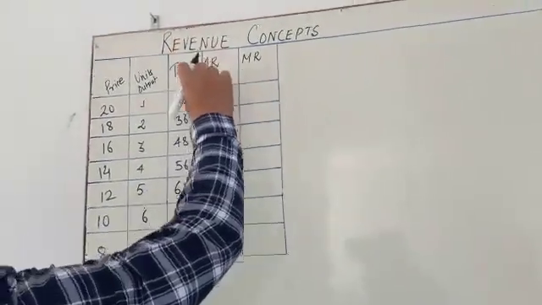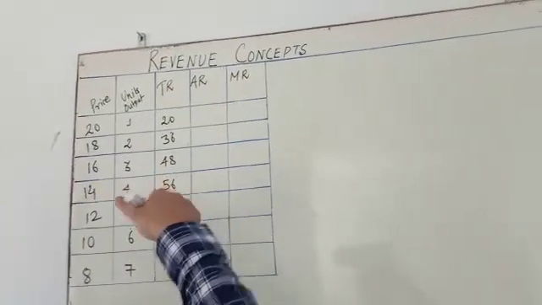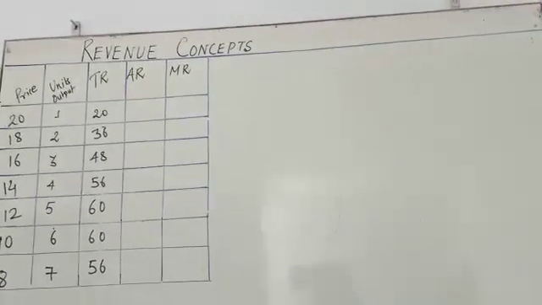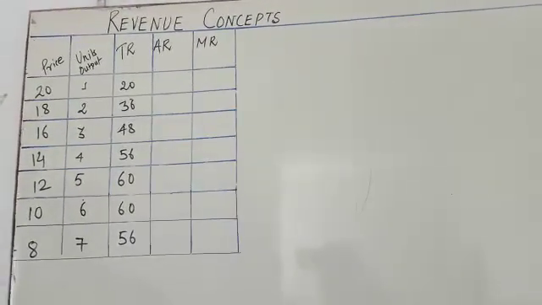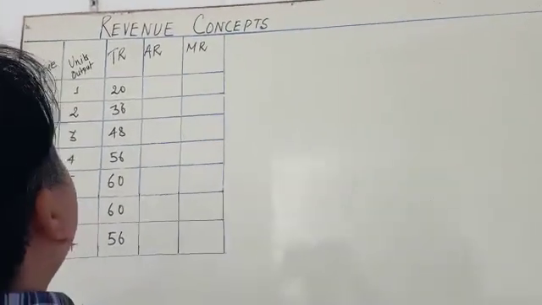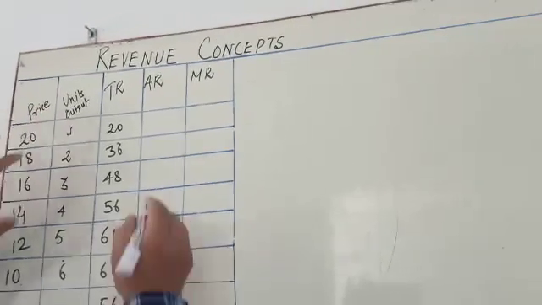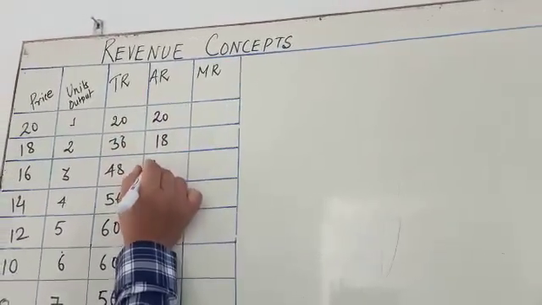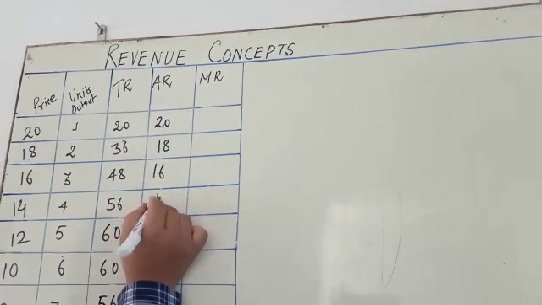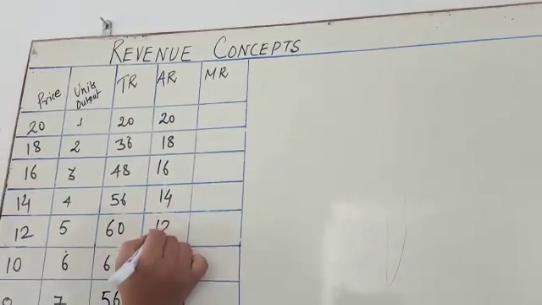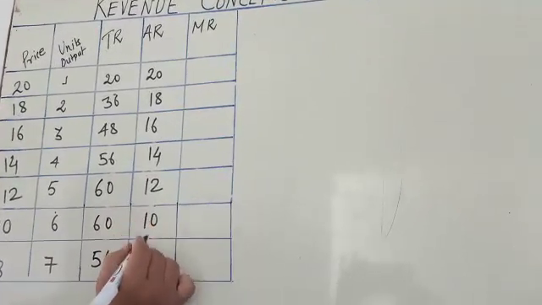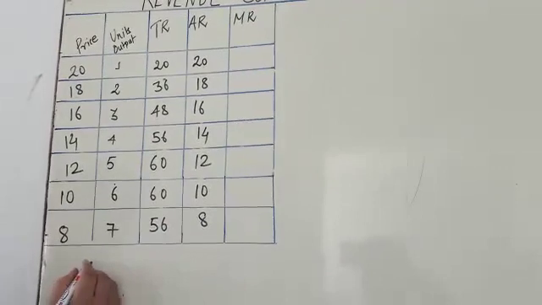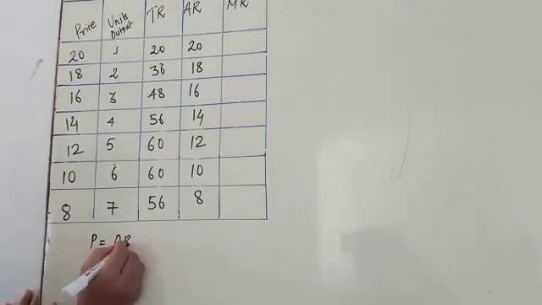This is called TR. On the basis of TR, you are going to calculate MR, because of AR. In AR, you have to divide TR by output: 20, 18, 16, 14, 12, 10, 8. You observe, my dear student, price is equal to AR, that is P equals AR.